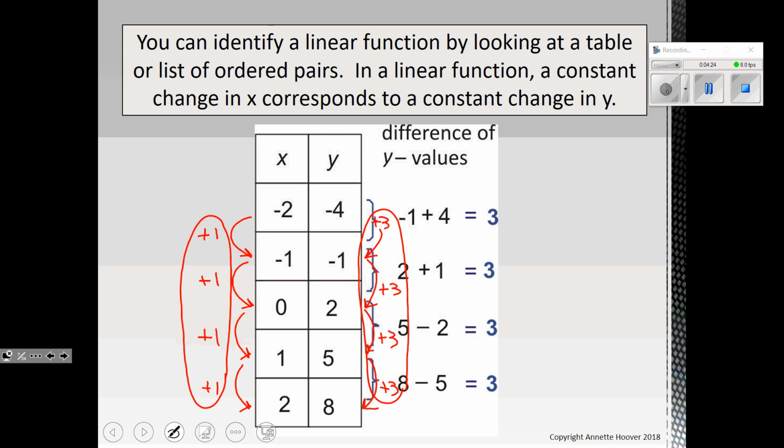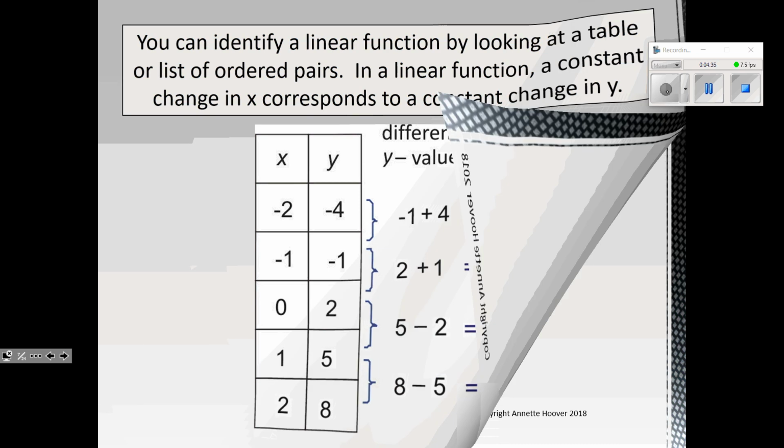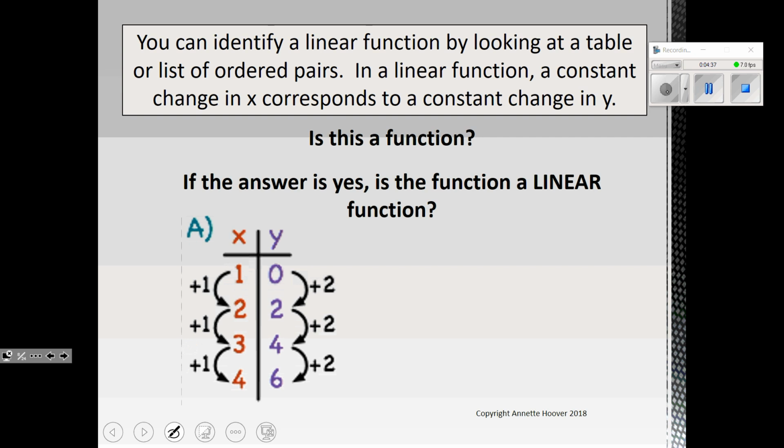If we were to graph all of these ordered pairs that are listed here, they would be a straight line. But you don't have to graph it in order to figure that out. You can look at the constant change in the x and the y. So here's one that's already written out for you. You can see that we have a constant change in the x values, +1, +1, +1. So we have our constant change in the x. We have +2, +2, +2. So we have our constant change in the y. So that is a linear function.